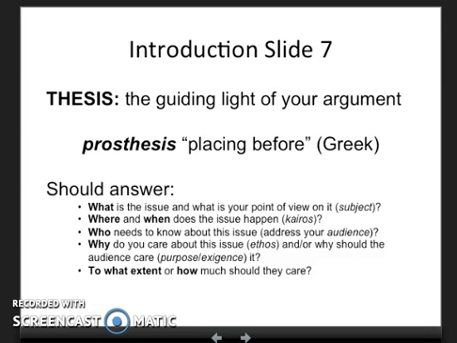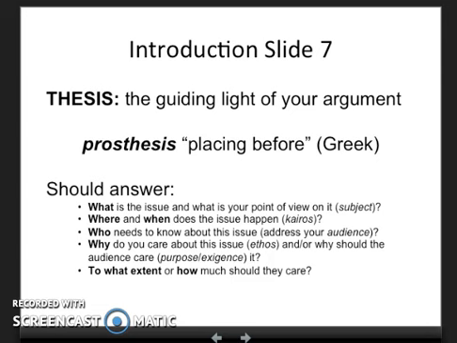Your introduction also needs to include a thesis, which is the guiding light of your argument. The Greeks called this the prothesis, which means placing before. That thesis should answer what the issue is and what your point of view on it is, the subject of your presentation. Where and when does the issue happen? Who needs to know about it? And you want to address your audience. Why do you care about the issue, and why should the audience care? And to what extent or how much should they care?